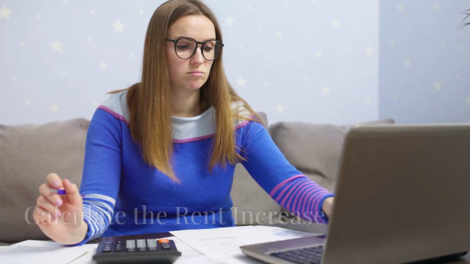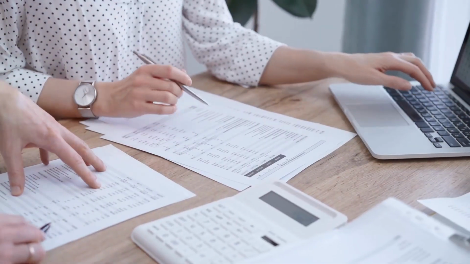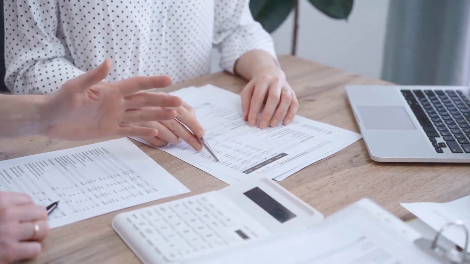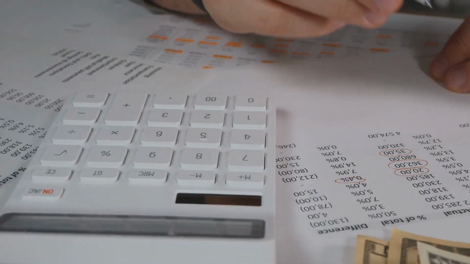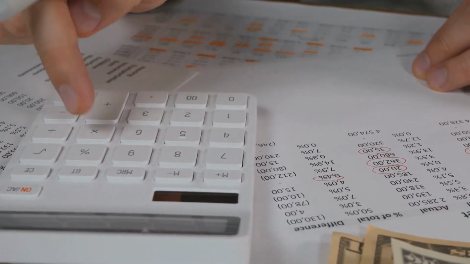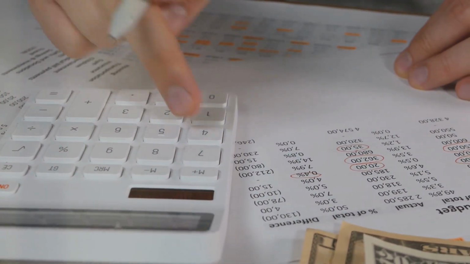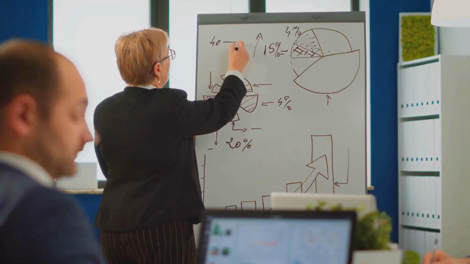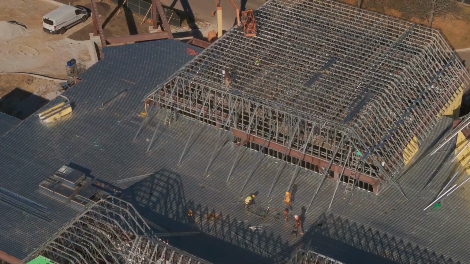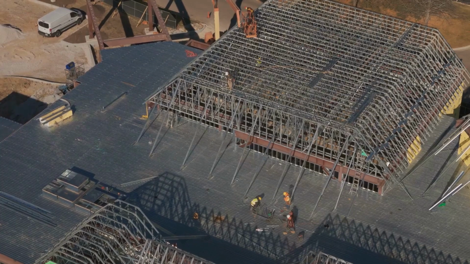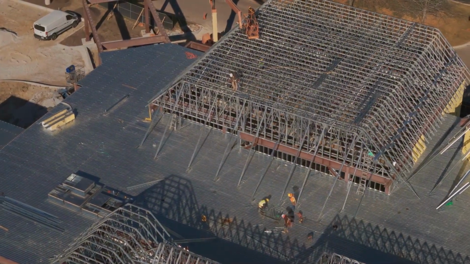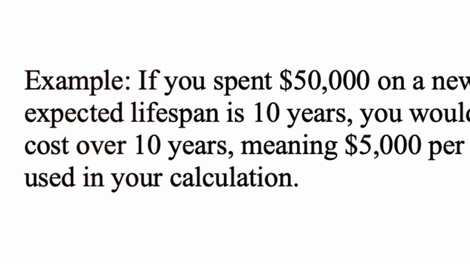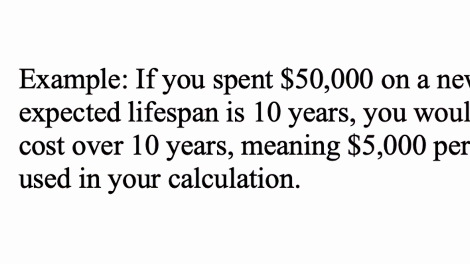Step 4. Calculate the rent increase. To calculate the rent increase, you will need to determine how the incurred costs relate to the increase in rent. For capital expenditures, the costs are amortized over a period of time based on their expected lifespan, usually 10 to 20 years, and only a percentage of the total expenditure is considered annually when calculating rent increases. For example, if you spent $50,000 on a new roof and the expected lifespan is 10 years, you would amortize the cost over 10 years, meaning $5,000 per year can be used in your calculation.